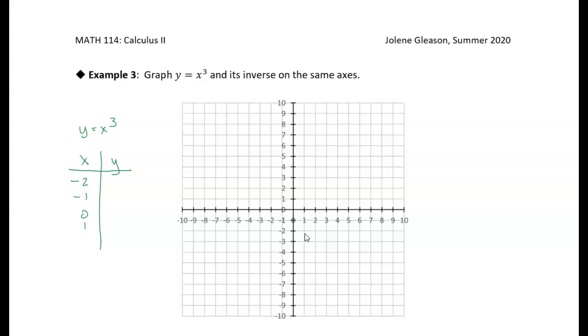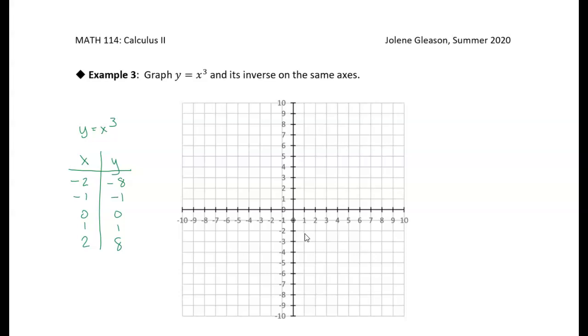I'm just going to choose some input values kind of randomly, and then calculate the output value. I'm just going to cube these input values. If I cube -2, I get -8. Cube -1, I get -1. Cube 0, cube 1, cube 2. Now I have a table of input and output values, and I can just plot those values.